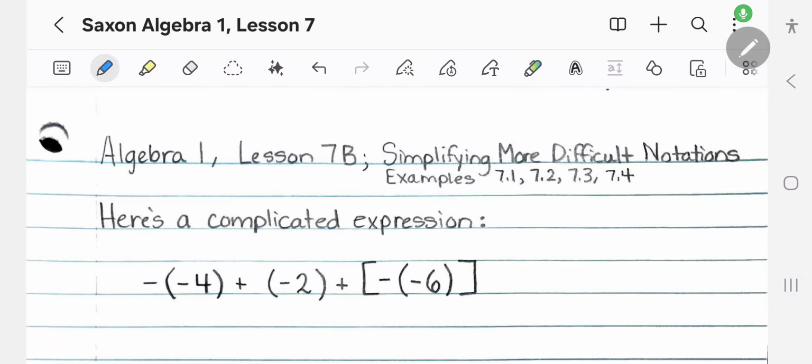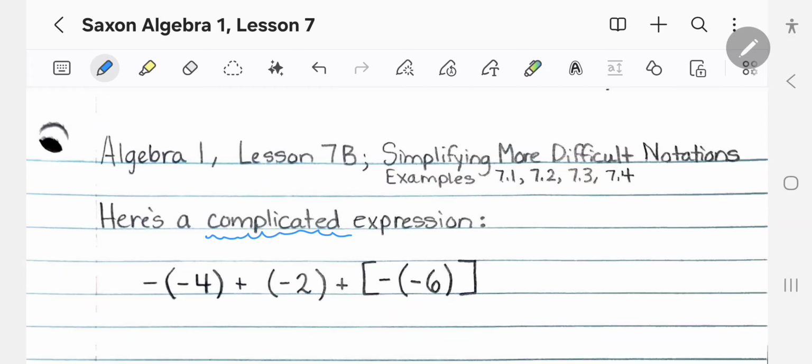This is Algebra 1, Lesson 7b, Simplifying More Difficult Notations. What a title, right? It's going to include examples 7.1, 7.2, 7.3, and 7.4. Here's what they call a complicated expression. Don't be stressed about this, though.